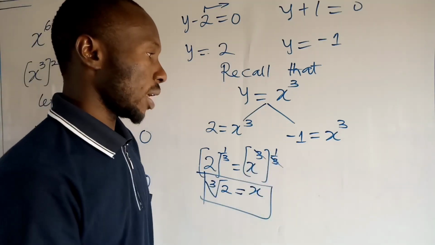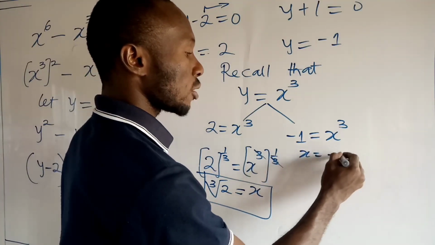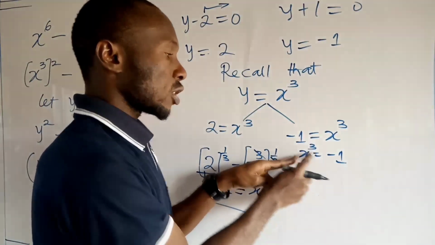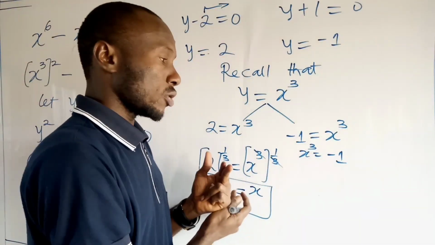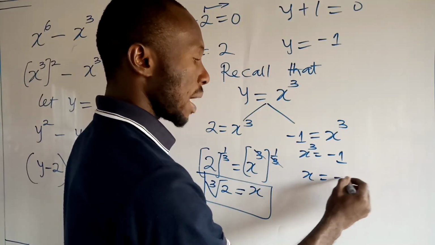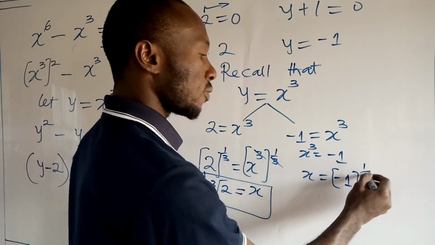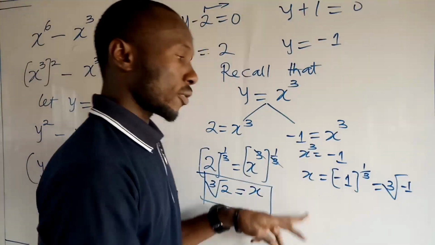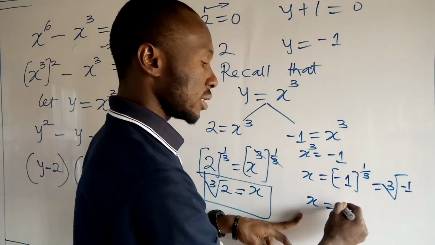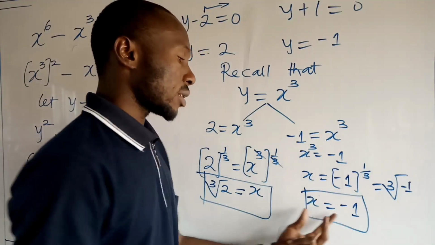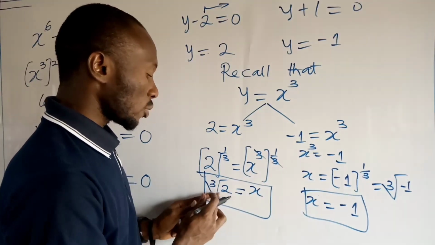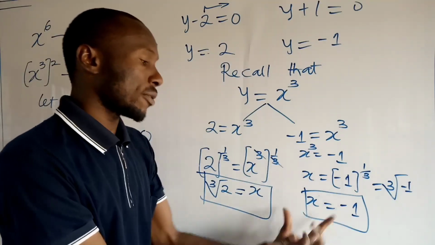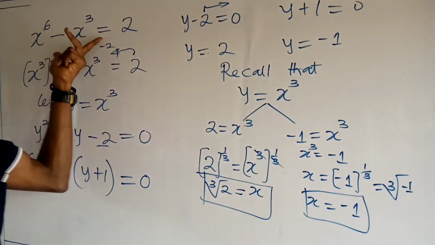To get the second value of x here, we say x cubed is equal to -1. And to remove the cube from x, you do the same thing you did here. So you have x is equal to -1 all to the power 1/3, which is the same thing as the cube root of -1. And of course, the cube root of -1 is just -1. So the values of x are x is equal to the cube root of 2, or 2 to the power 1/3, and x is equal to -1. So these are the values of x that will satisfy this given equation.